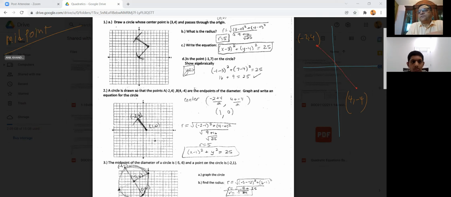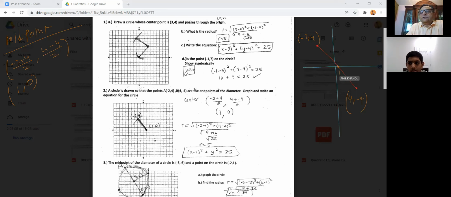Midpoint will be half of the sum of the x values, right? So (-2 + 4) divided by 2, and (4 - 4) divided by 2. So that's the midpoint. So here we get what? 2 divided by 2 is 1, and that is 0. (1, 0) is the midpoint, right? Yeah. (1, 0) is the midpoint. And so that seems to be the midpoint, which is at 1.